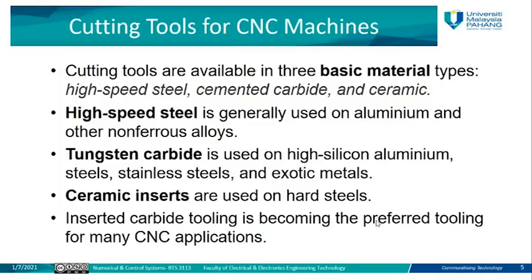Some operations prefer to use high speed steel, some prefer cemented carbide, and others use ceramic inserts. So all these types depend on their applicability or the operation that needs to be carried out. This usually depends on the expertise of the CNC machine operator, on which tool should be used for that purpose.